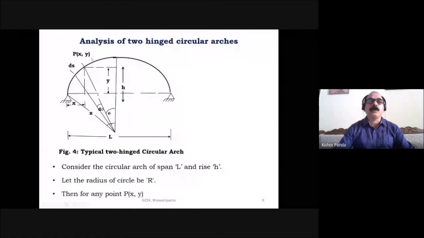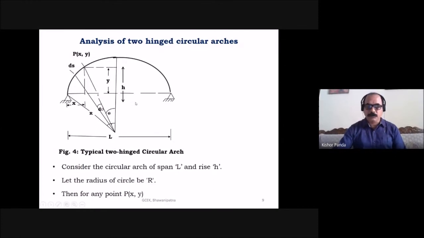Then coming to the analysis of two hinged circular arches. Here you see two types of arches, two hinged circular and parabolic. First we'll discuss the circular arch. This is your H, and this is the point P(x, y) at a distance from the support. This is your x distance and this is your y. The coordinate is P(x, y), and this is the small angle theta from the center line, and this is the radius of the circular arch.